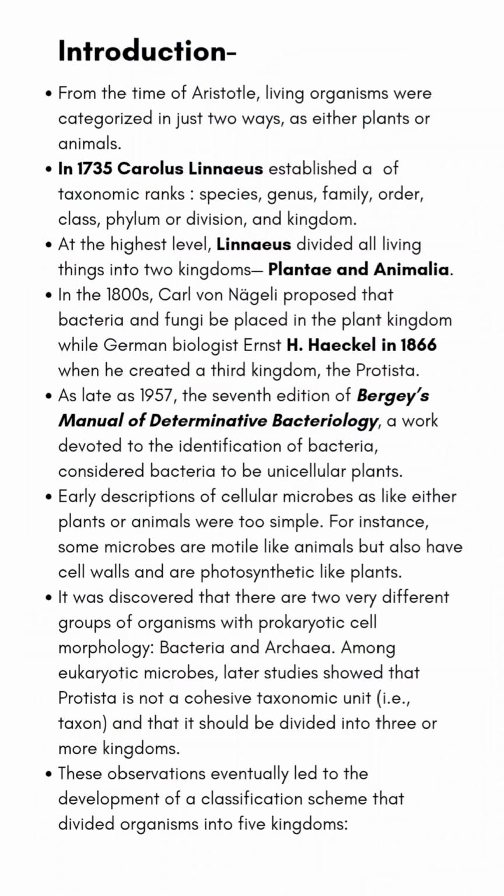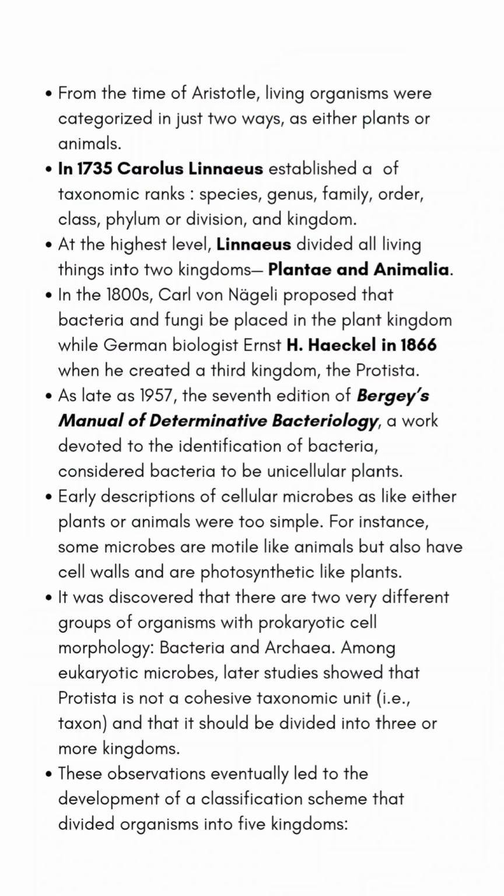From the time of Aristotle, living organisms were categorized into two categories: plants and animals. Finally, with binomial nomenclature, Carolus Linnaeus in 1735 established the taxonomical ranks at the highest level. Linnaeus also divided all living organisms into two kingdoms, Plantae and Animalia. Then in 1866, Ernst Haeckel created another kingdom called Protista.